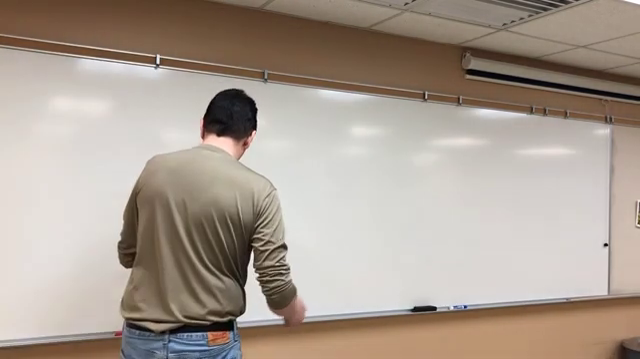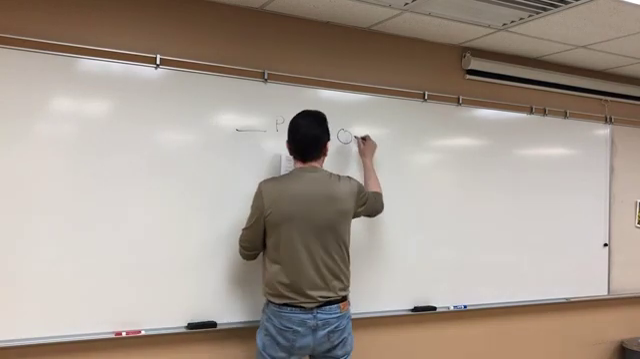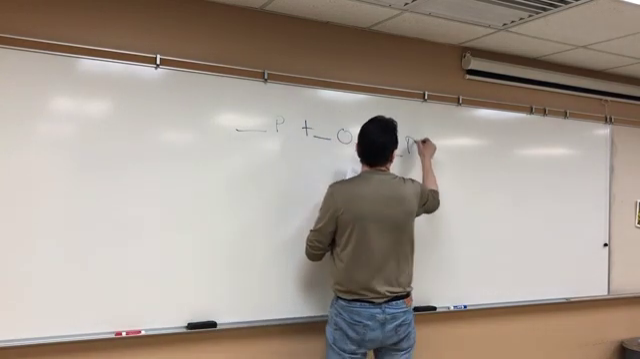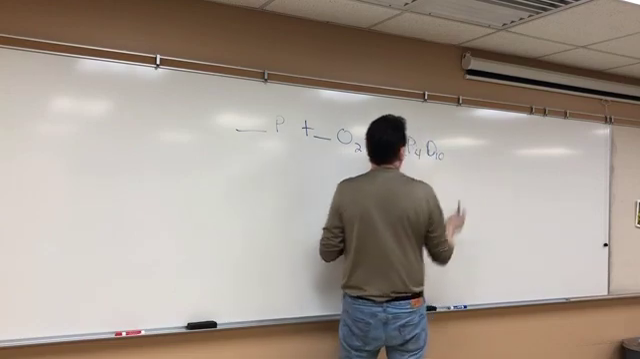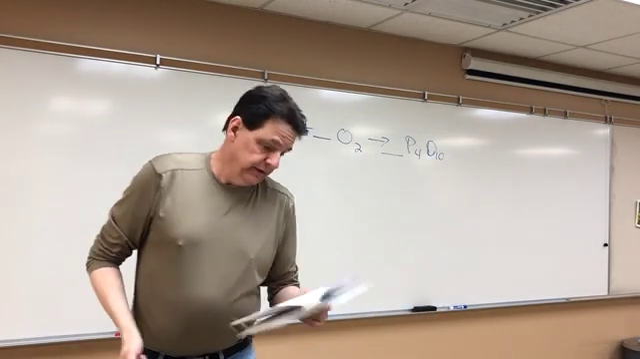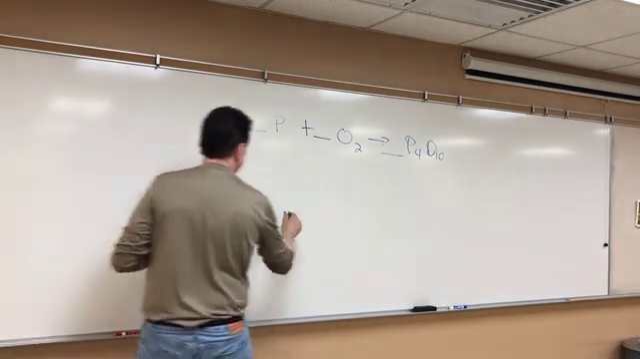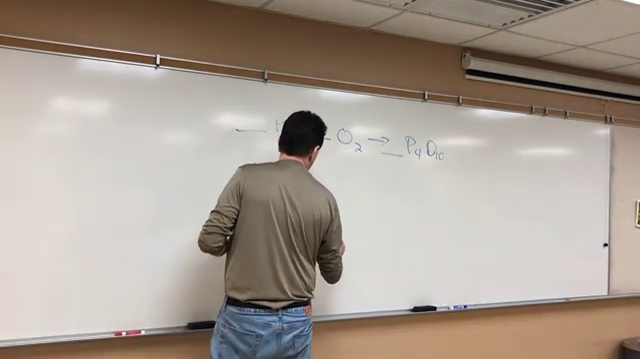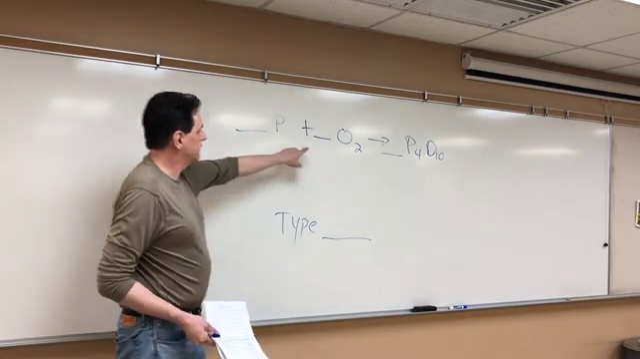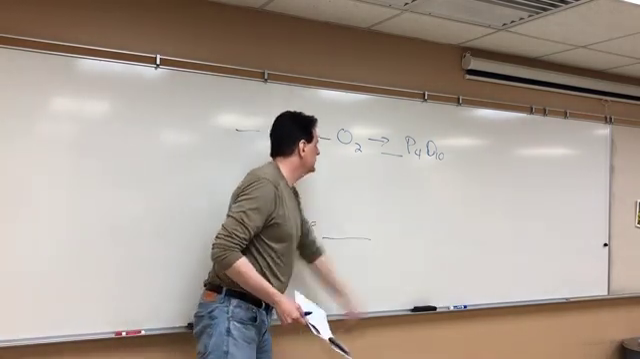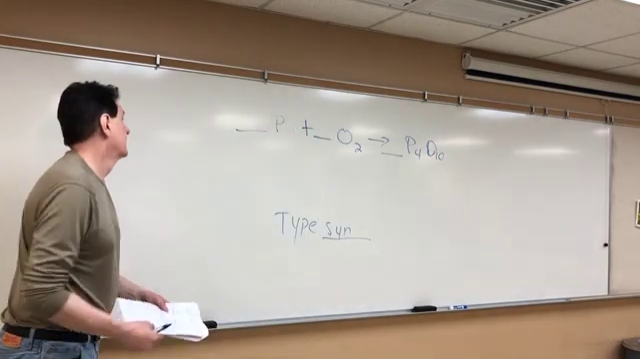So the first reaction, you have phosphorus plus oxygen going to tetraphosphorus decaoxide. In this reaction, we want to type it. So first thing we're going to do is type this thing. And our type from the PowerPoint, as you can see, is A plus B makes AB. That's going to be a synthesis reaction.